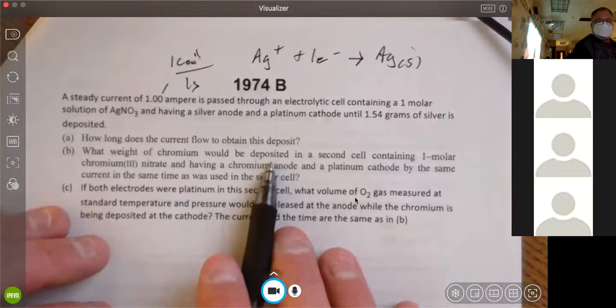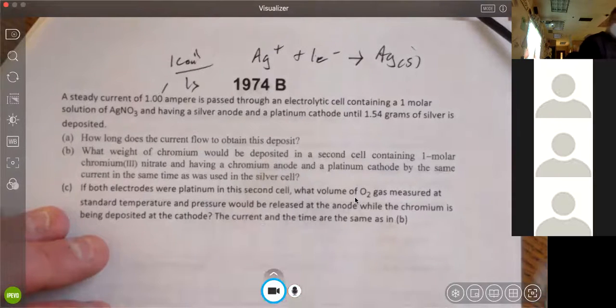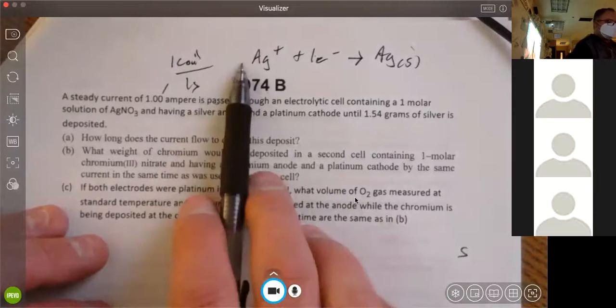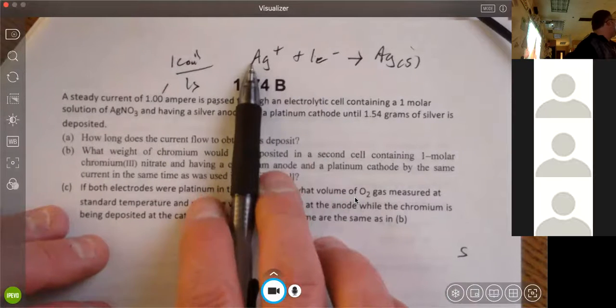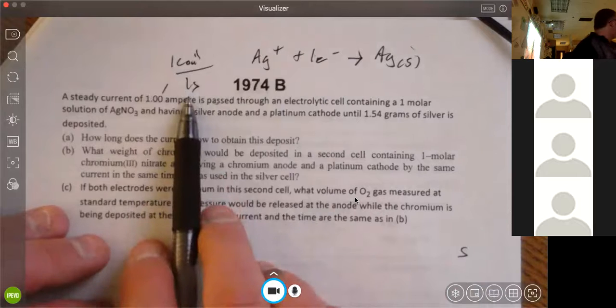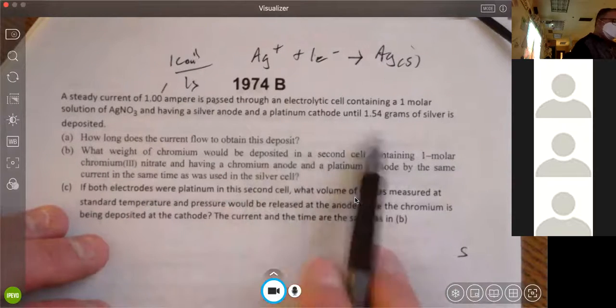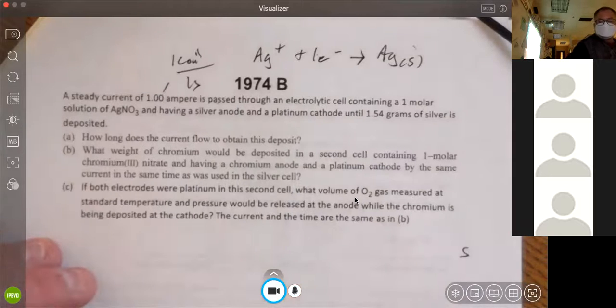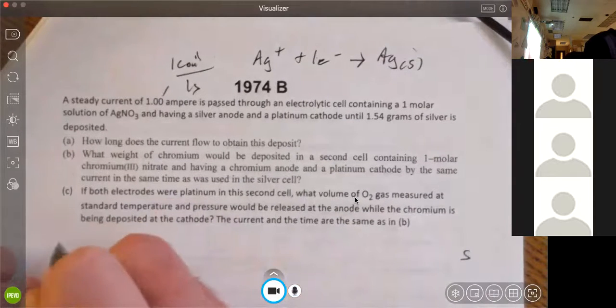So we want a time, and how many units does time have? 1. So we'll start with seconds over here. This is 1 electron per 1 mole of silver ions. This is 1 coulomb per 1 second. This is 1.54 grams. Out of these things, which one makes sense for us to use? Yeah, right, 1 unit. So we start with 1.54 grams.